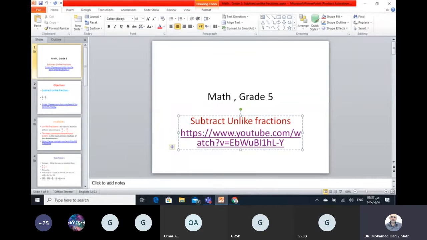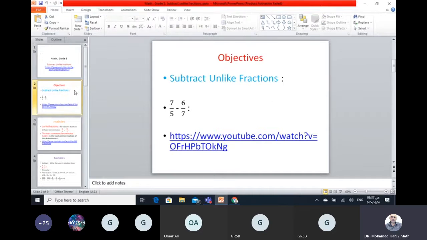Okay. This is the meaning, subtract unlike fractions. So today we want to learn how to subtract unlike fractions. Here we have example 7 over 5 minus 6 over 7.